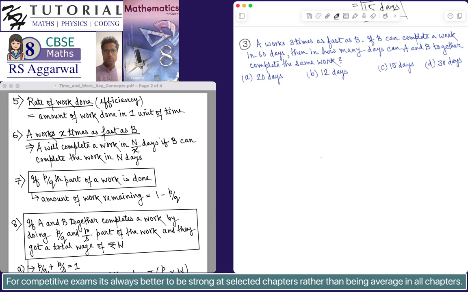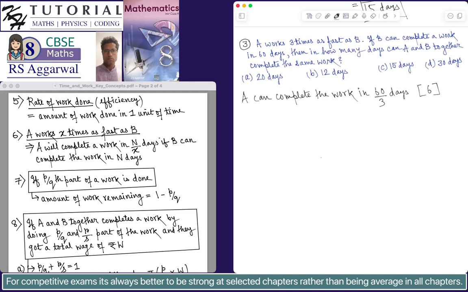So definitely A works faster than B means A will complete the work in less number of days, and 3 times faster means A will take whatever number of days B takes, divided by 3. So we can say that A can complete the work in 60 by 3 days, applying concept 6, that is from the list of keys and formulas on the left hand side of the PDF.